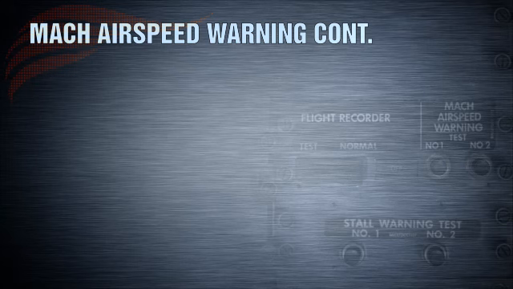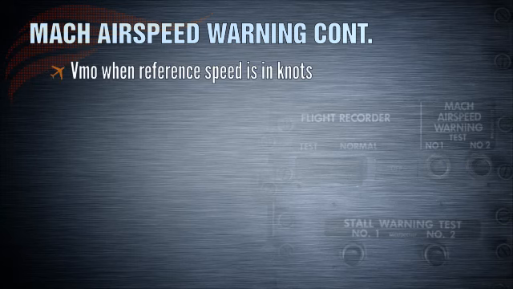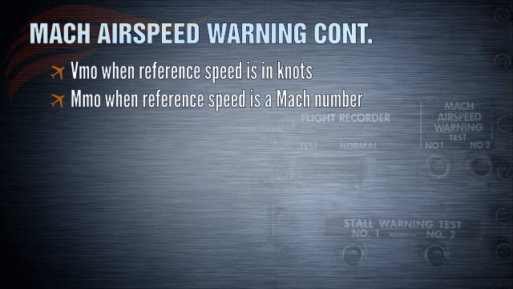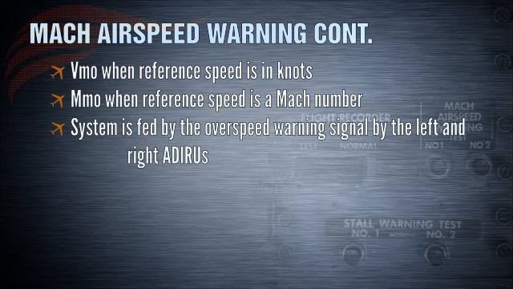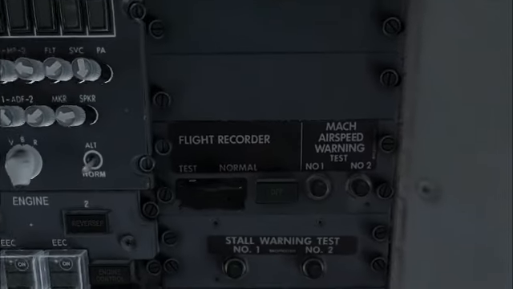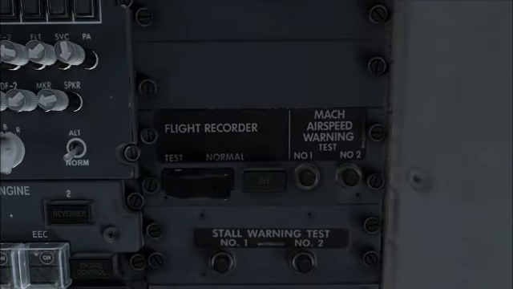Maximum operating speed is referred to as VMO when the reference speed is in knots, and MMO when the reference speed is a Mach number. The Mach airspeed warning system is fed the overspeed warning signal by the left and right ADIRUs. The Mach airspeed warning test switches on the aft overhead panel test the overspeed warning circuits. A successful test will sound the overspeed clacker.